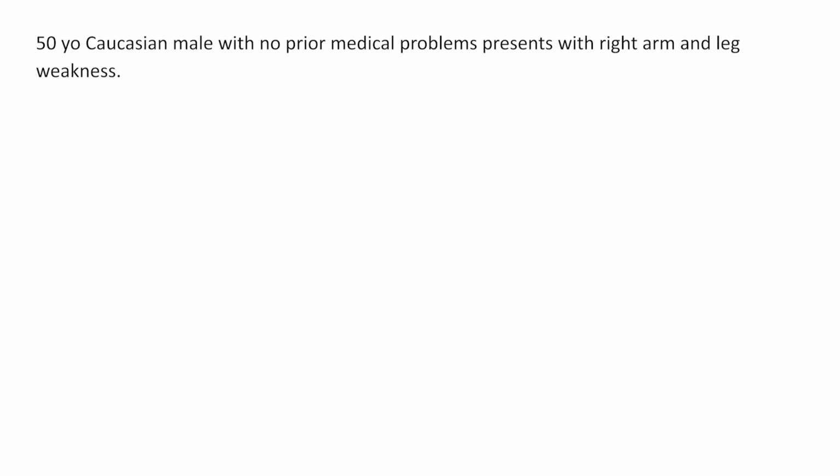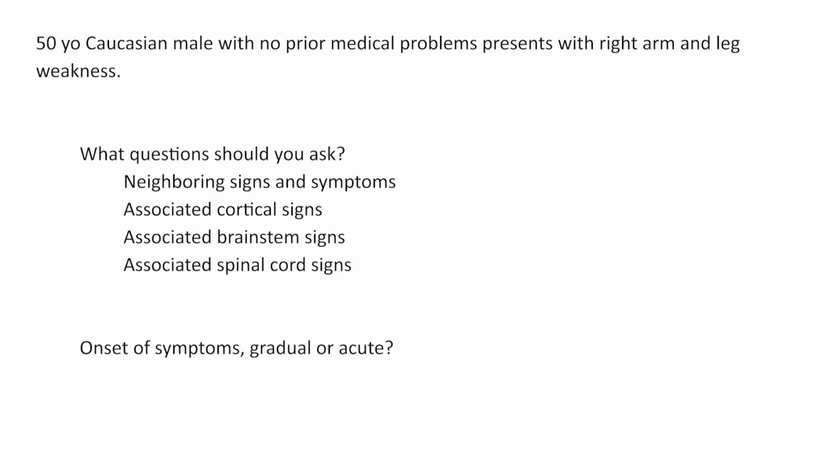Case number 3. We have a 50-year-old Caucasian male with no prior medical problems who presents with, again, right arm and leg weakness. So same exercise. What questions should you ask? So neighboring signs and symptoms, and what was the onset of symptoms? Was it gradual or acute?